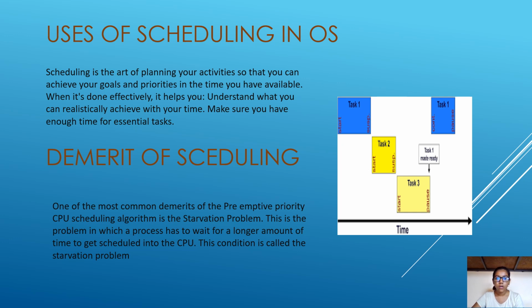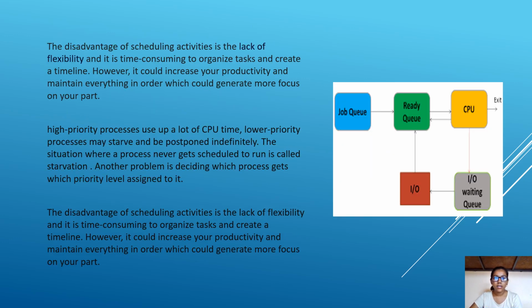Demerit of scheduling. One of the most common demerits of the preemptive priority CPU scheduling algorithm is the starvation problem. This is the problem in which a process has to wait for a larger amount of time to get scheduled into the CPU. This condition is called the starvation problem. The disadvantage of scheduling activities is the lack of flexibility, and it is time consuming to organize tasks and create a timeline. However, it could increase your productivity and maintain everything in order, which could generate more focus on your part.